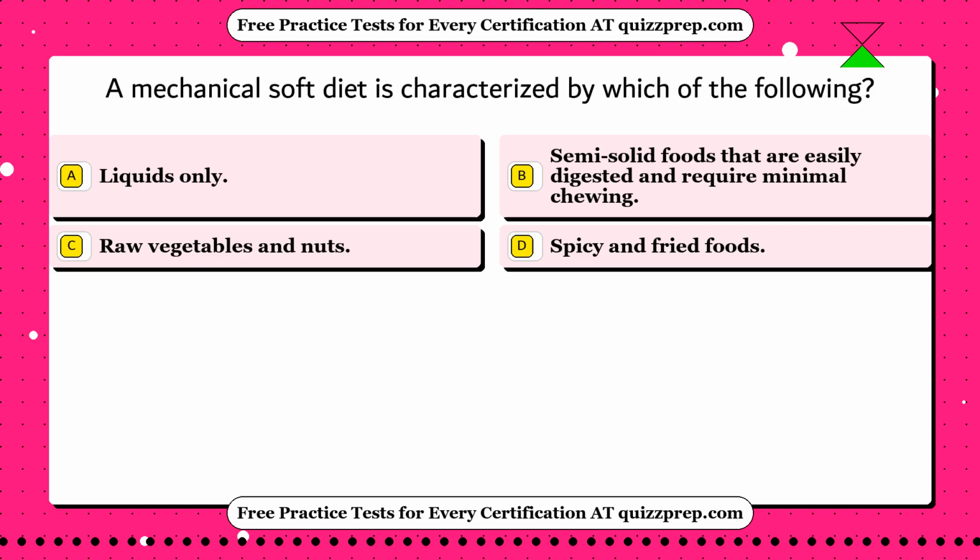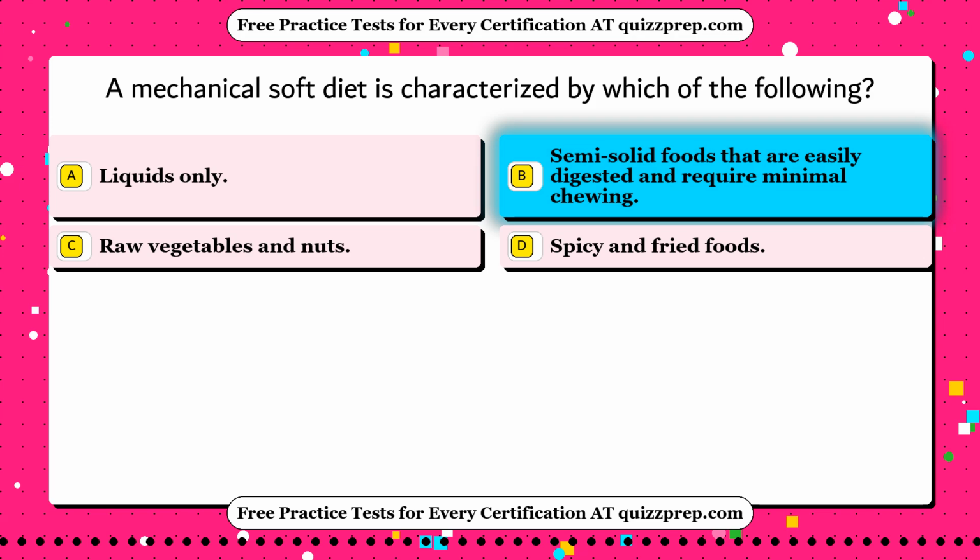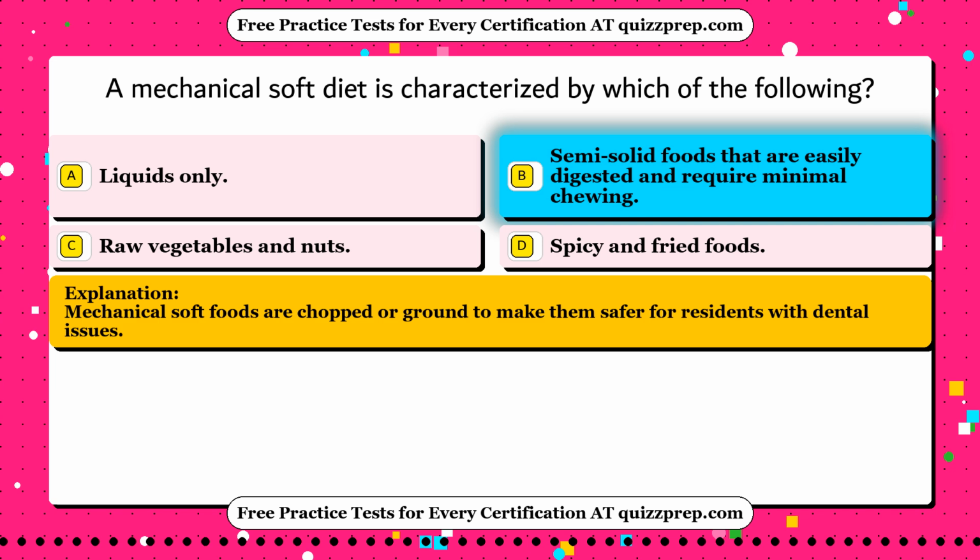Question 60. A mechanical soft diet is characterized by which of the following? Option A, liquids only. Option B, semi-solid foods that are easily digested and require minimal chewing. Option C, raw vegetables and nuts. Option D, spicy and fried foods. The correct answer is option B, semi-solid foods that are easily digested and require minimal chewing. Mechanical soft foods are chopped or ground to make them safer for residents with dental issues.